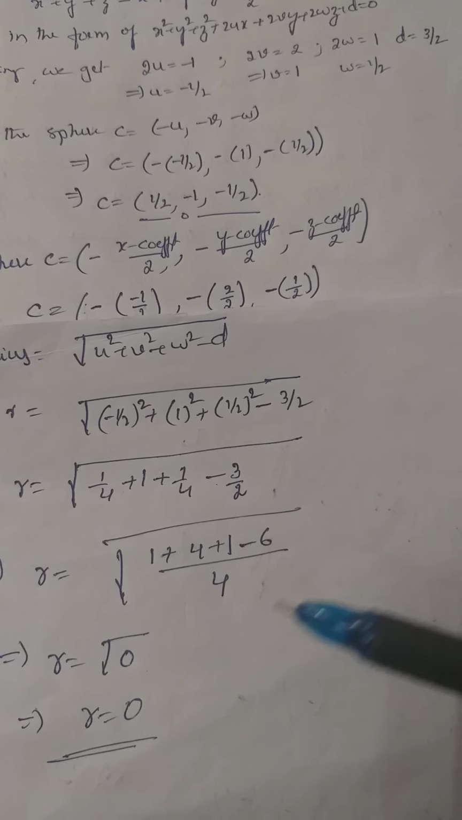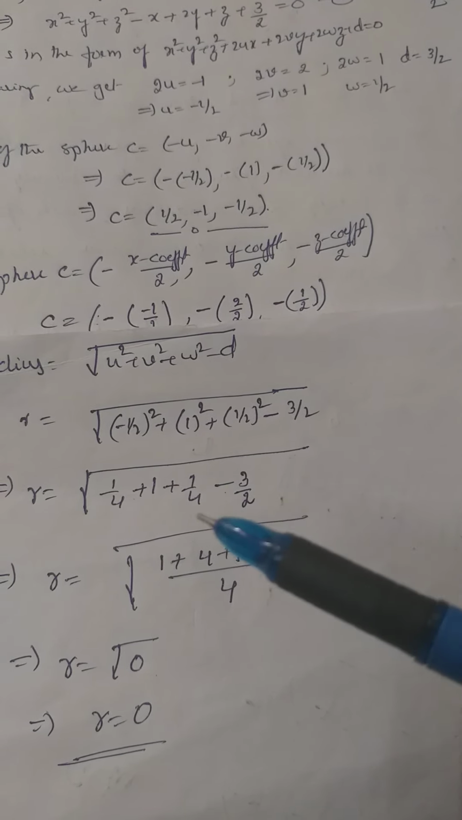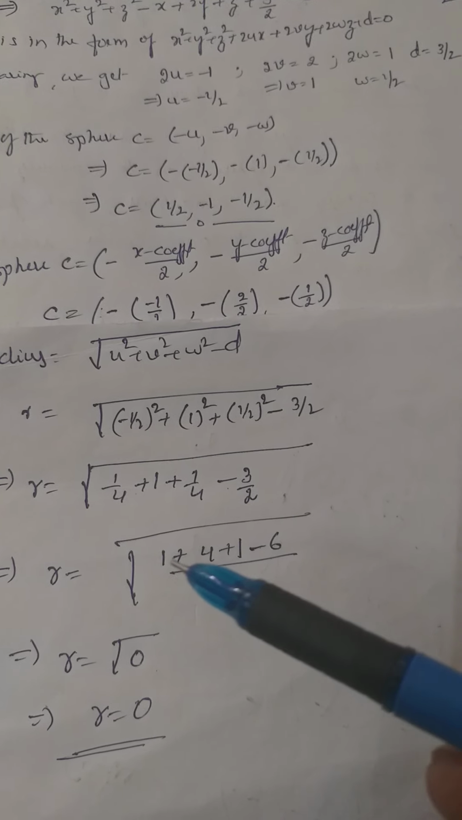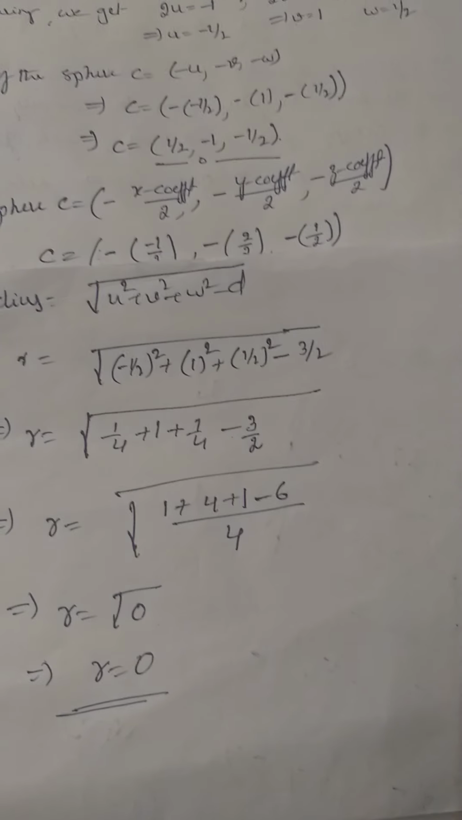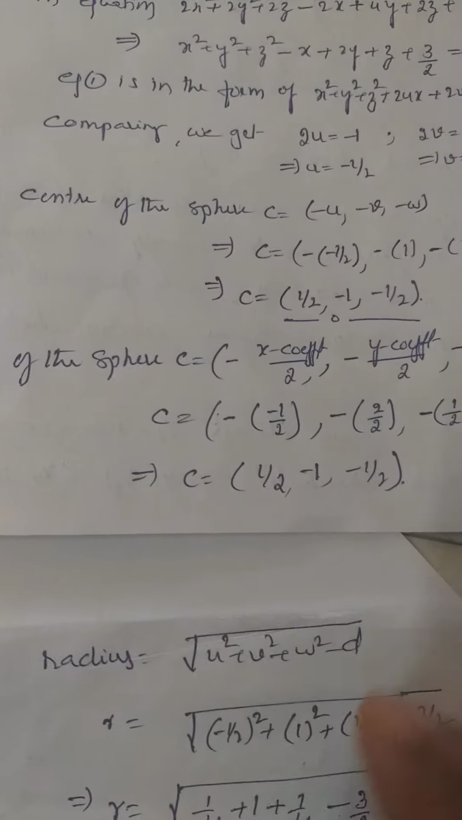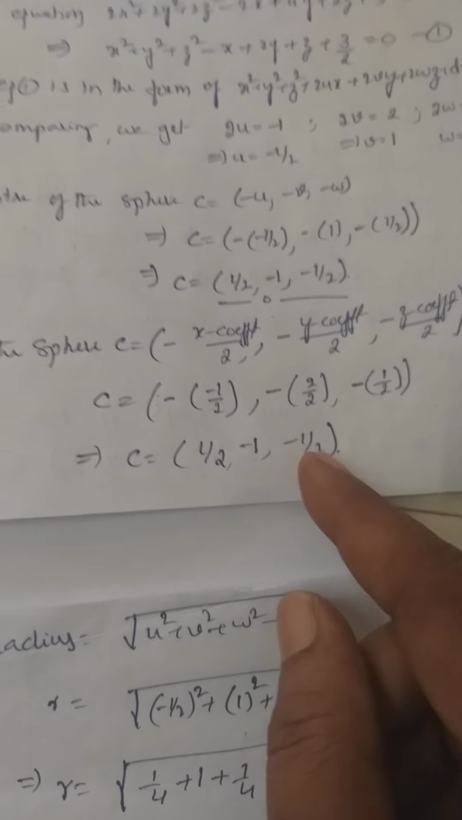Now simplify the LCM. LCM, this is 4. 1 plus 4 plus 1 minus 6. LCM 6 comes, right. Now this is 0. Radius of the sphere is equal to 0, whereas center of the sphere is 1 by 2 comma minus 1 comma minus 1 by 2. This is your homework problem, right.